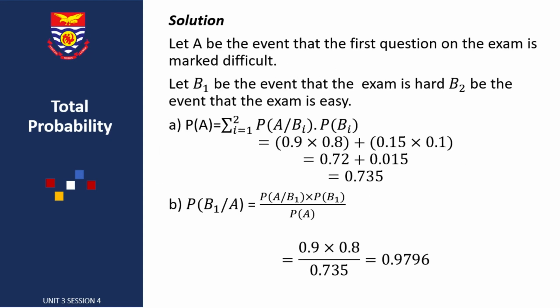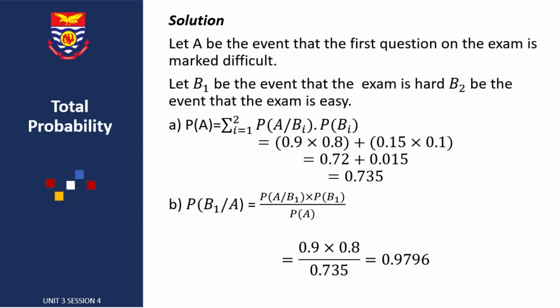Now let's set the preamble down with a solution. Remember the question: the probability that we get a hard examination is 0.8, and the probability that the first question on the examination is marked difficult is 0.9 if the exam is hard, otherwise 0.15, that's if the exam is not hard. You have to find the probability that the first question on the exam is marked difficult.